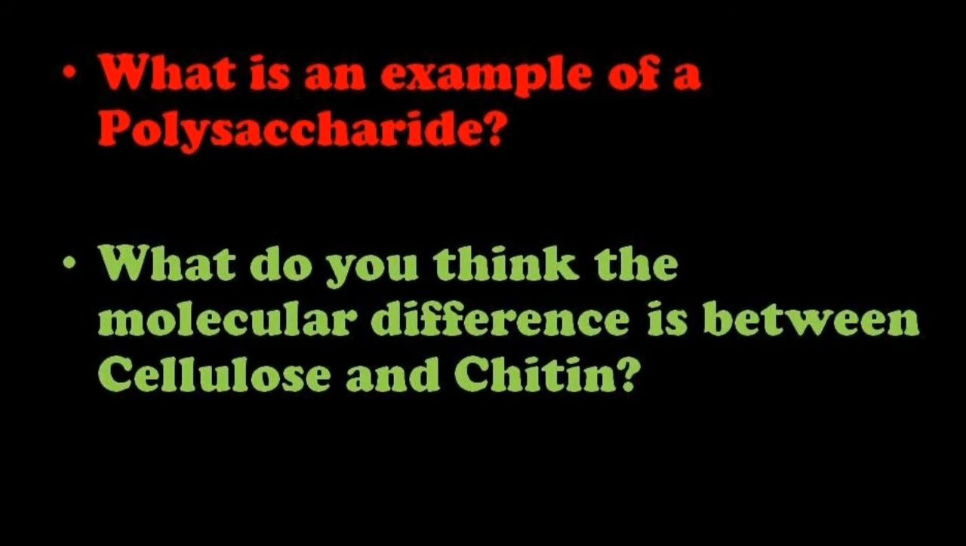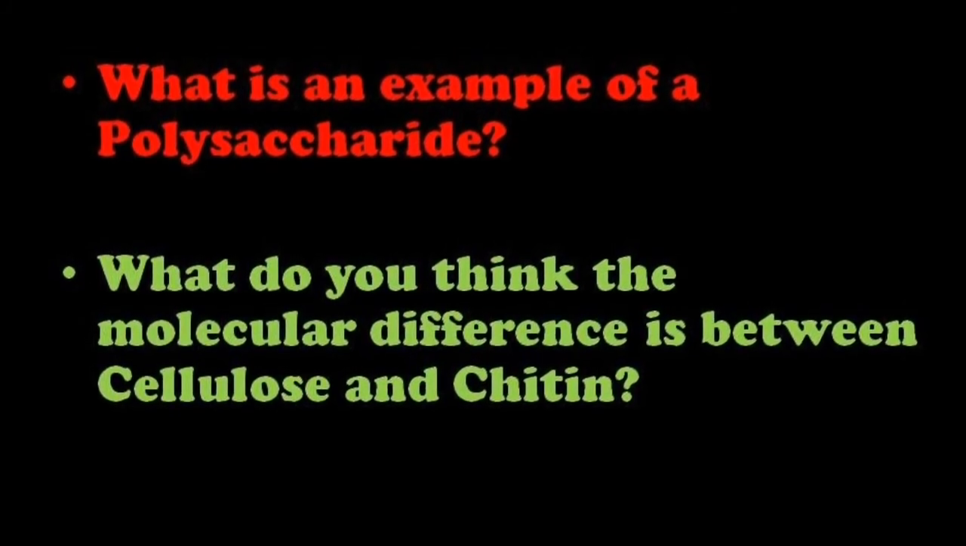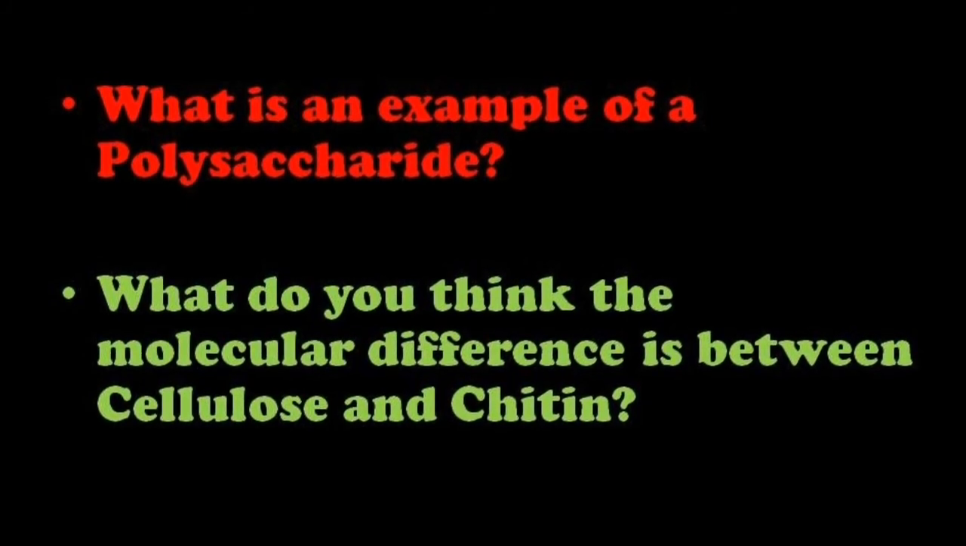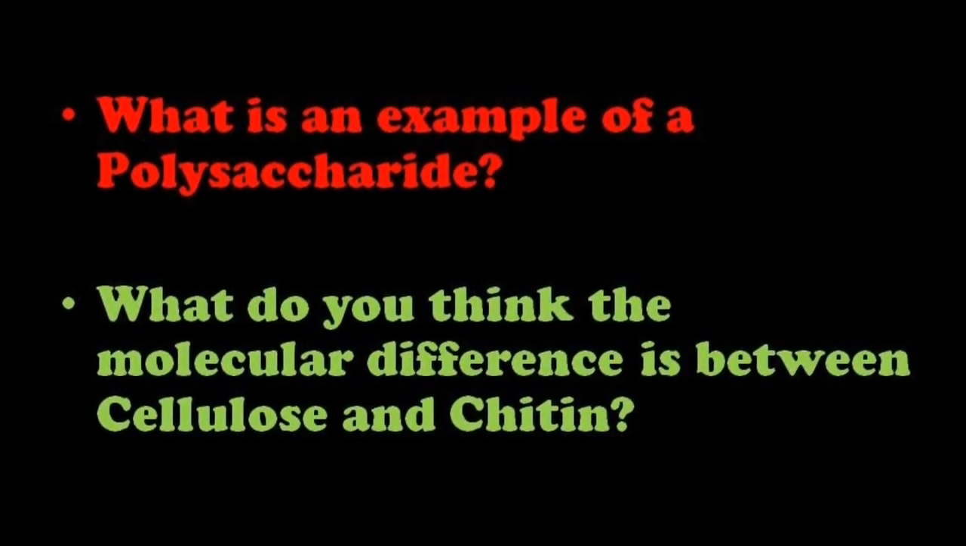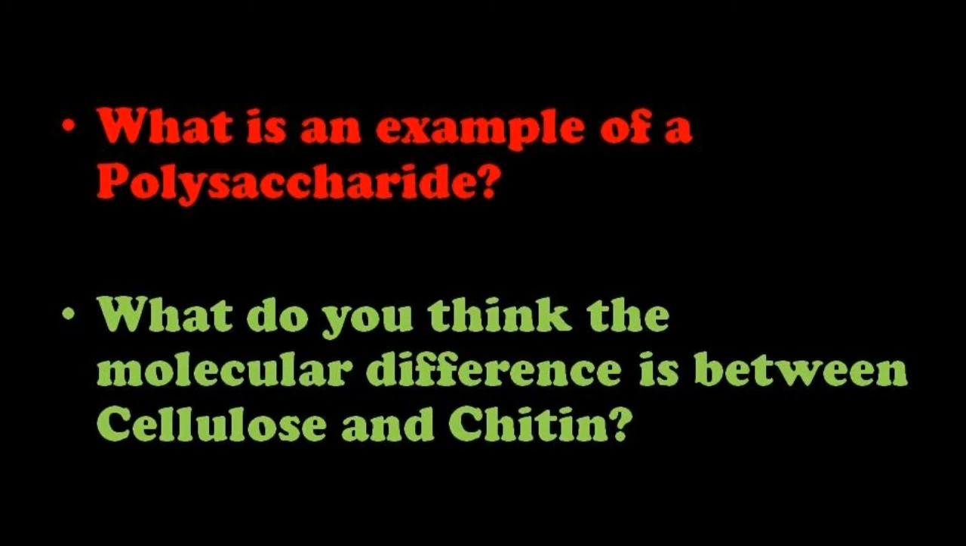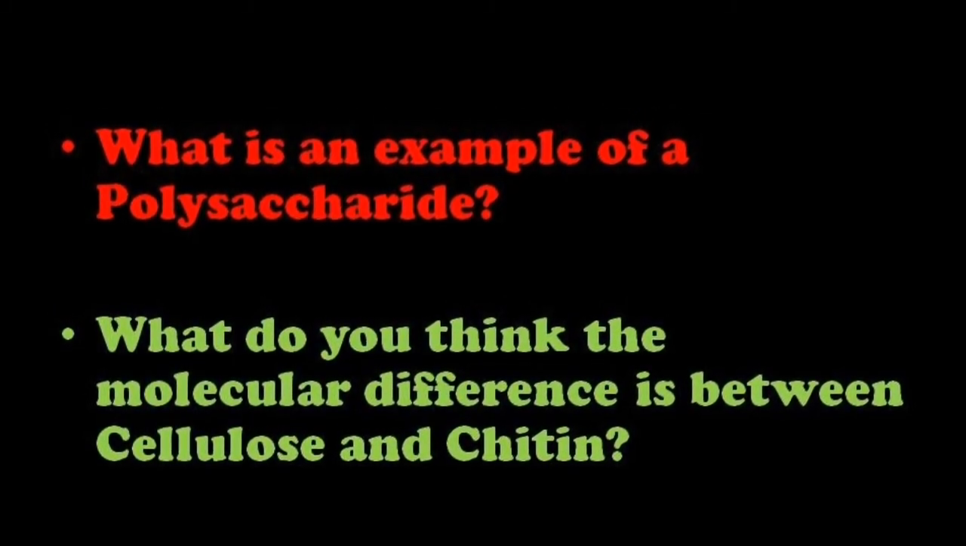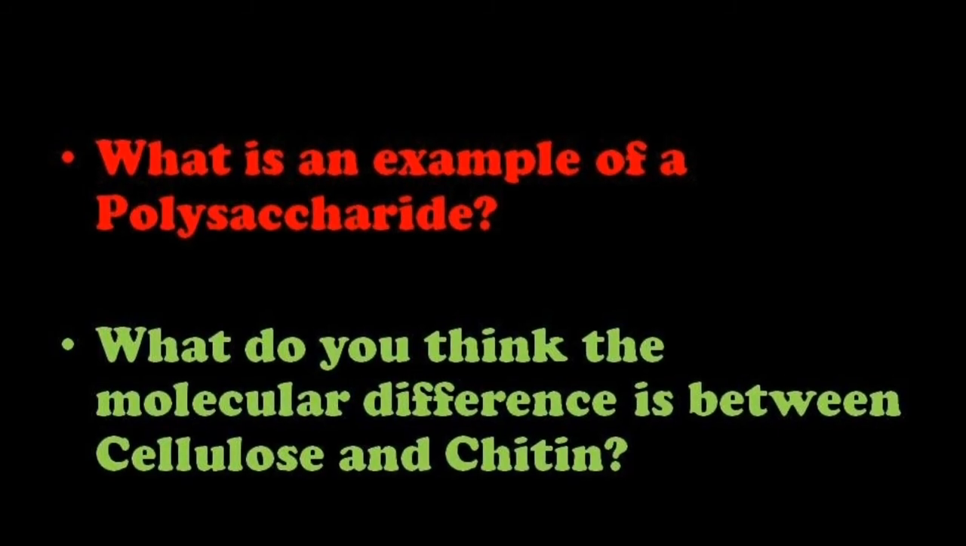All right, so here's two more questions. Tell me an example of a polysaccharide, and what do you think is going to be different between cellulose and chitin? What's different? They're similar in some ways, but they're different in others. Why do you think that is? One's a bug, one's a tree.